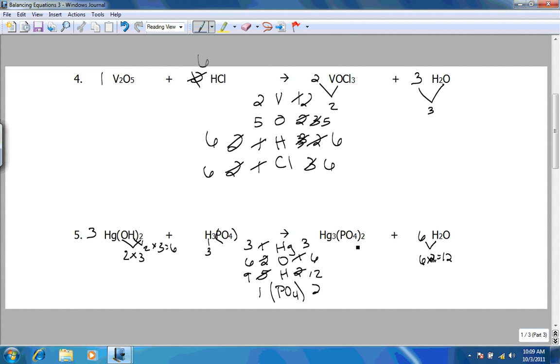So phosphates, I have 2 here, and in order to make 2 here, I need to multiply that by 2. That changes the hydrogens to 6 because I have 2 times 3 now, and that's going to equal 6. And I have 6 over here. So that means I actually have 12 hydrogens. And that looks like it balances out.